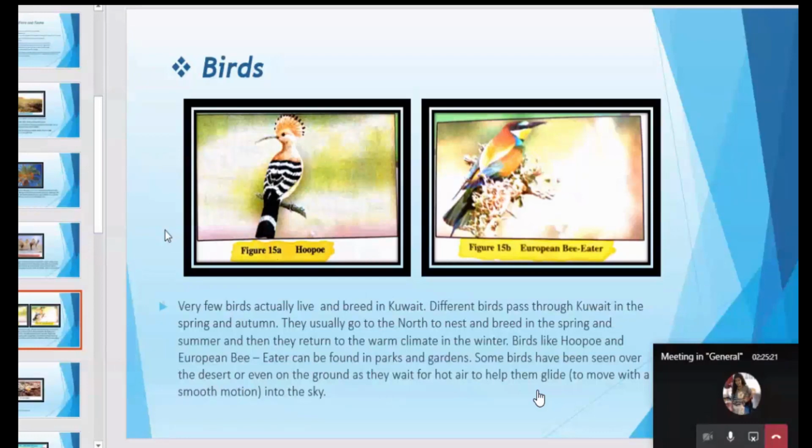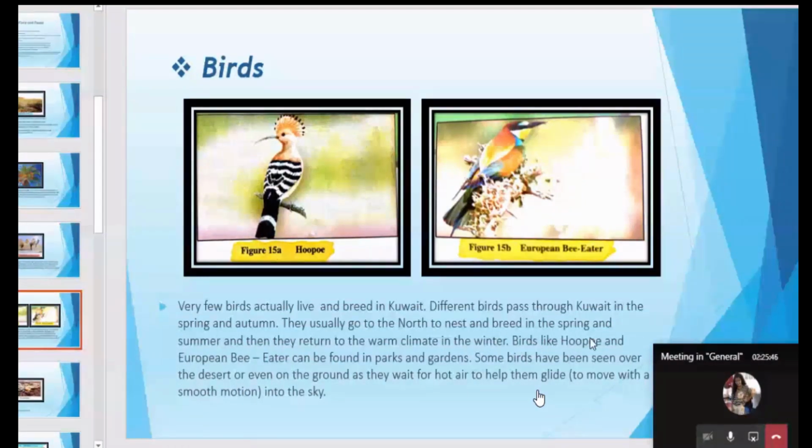Now we are coming to the birds. I told you yesterday that very few birds live in Kuwait. Why is it? Because of the climate conditions. Wherever they find the climate is cool, they go there. So usually what happens? The birds start going to the north side of Kuwait. And when they go north, what happens? They start living there. And then they return to the warm climate in Kuwait.